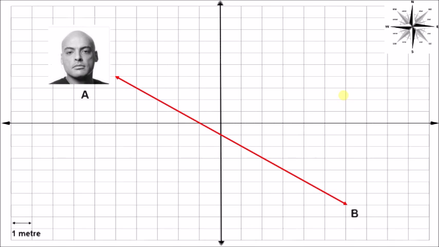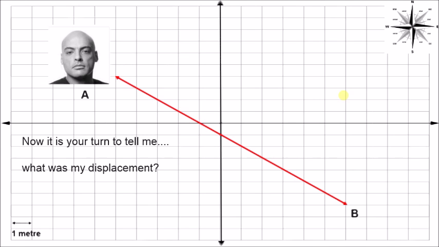The displacement from point A to point B and backwards. So remember, I moved from point A to point B using a number of different pathways. It wasn't a straight line, you saw that. And then I came backwards. So it's your turn to tell me what was my displacement. I encourage you to stop the video now and to use the formula to get to the solution.